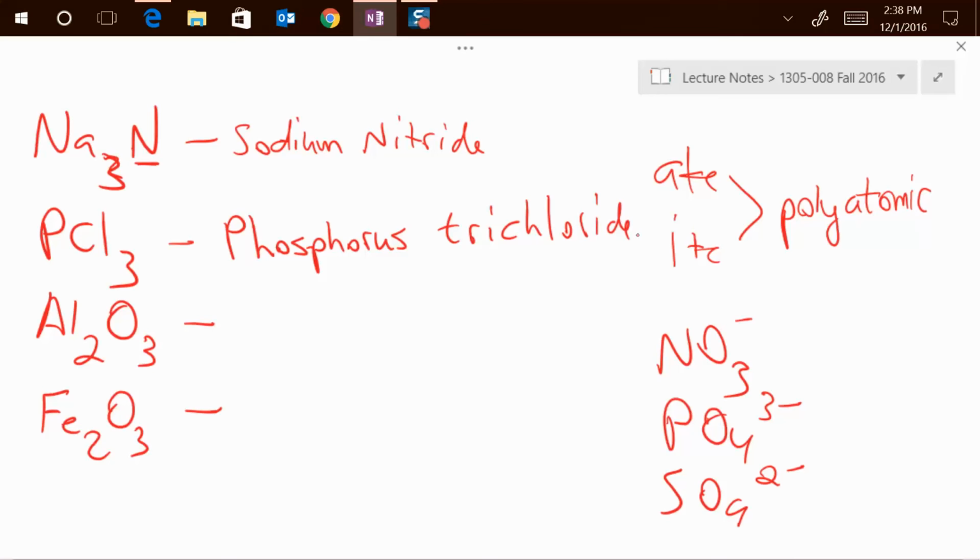Al is a metal. What is the charge of this metal? 3 plus. Al 3 plus. It does not gain electrons, it loses electrons. It is Al 3 plus. What is the name of this compound? I think you got it right.